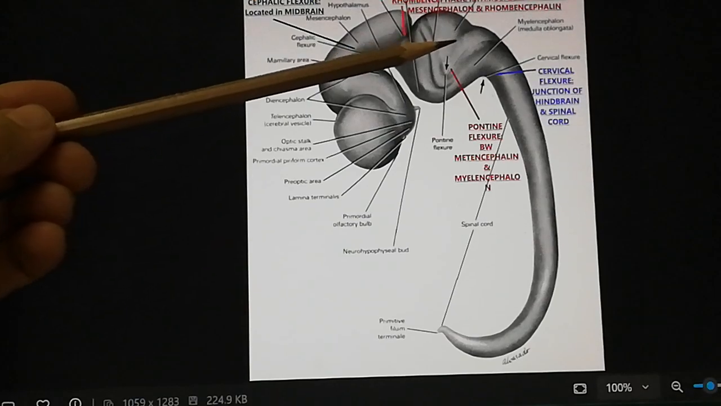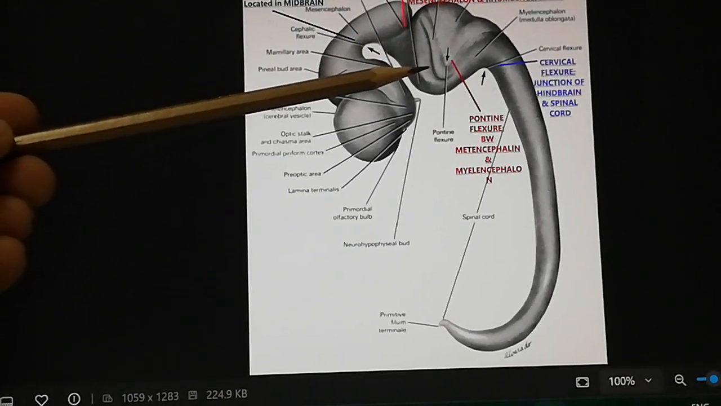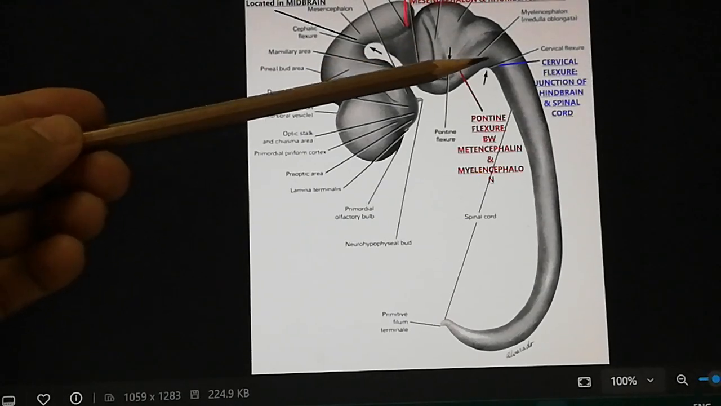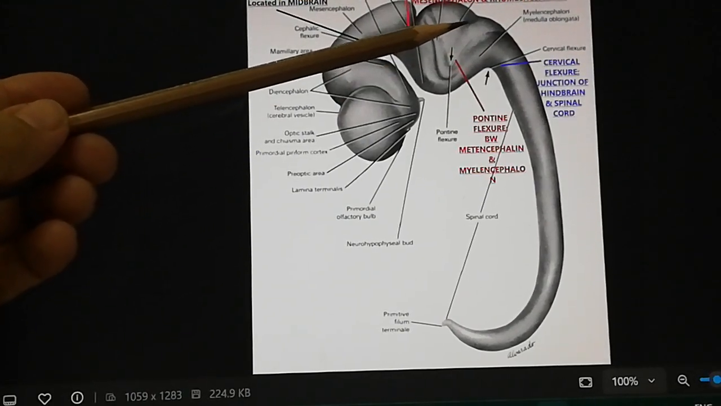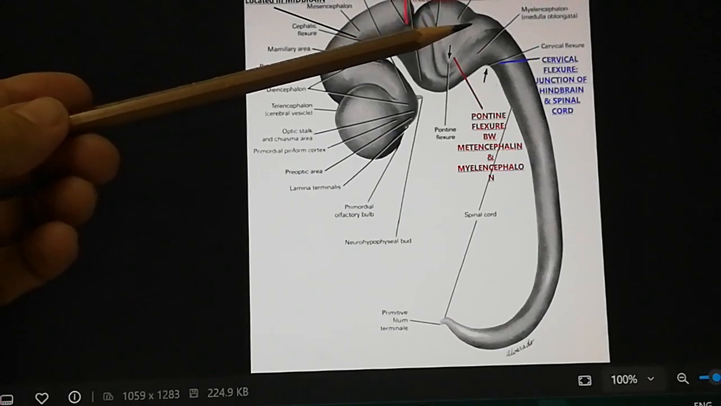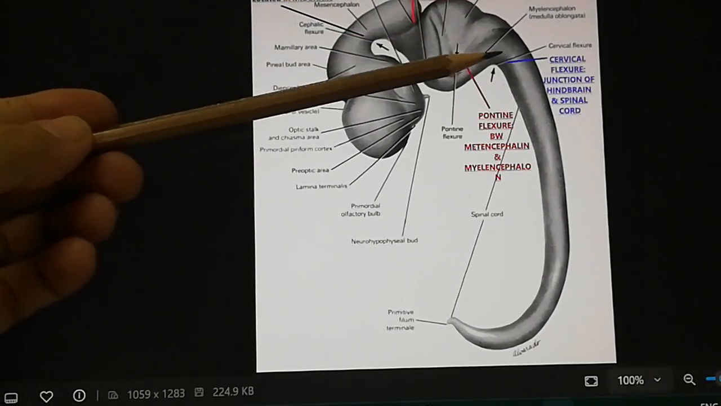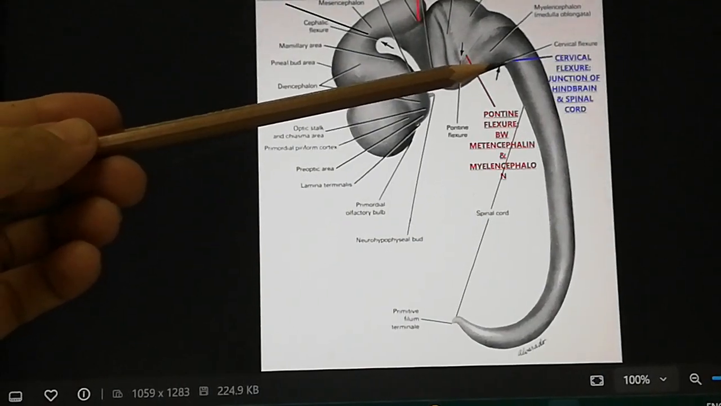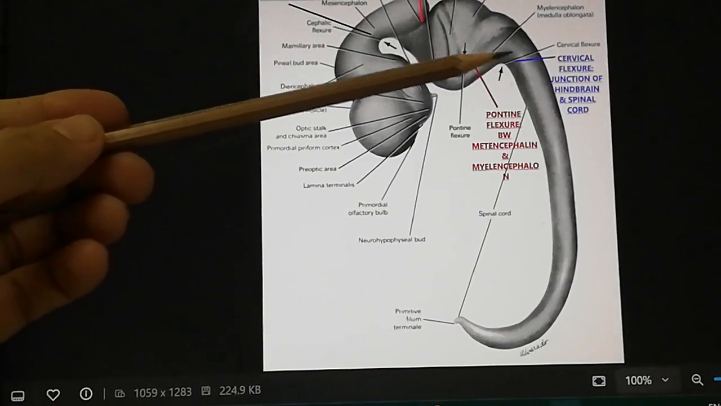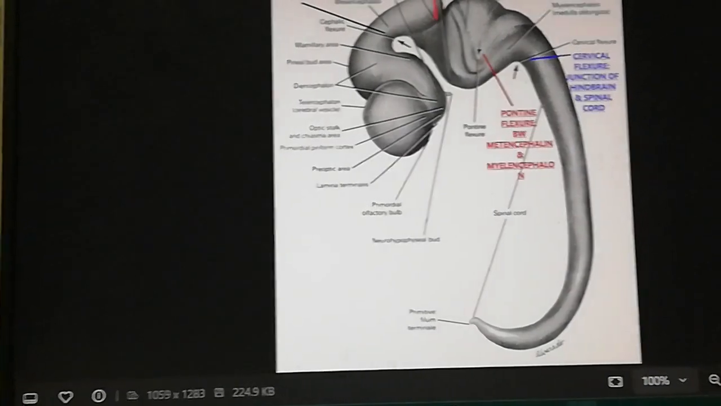That there is the pontine flexure that will divide the metencephalon from the myelencephalon. This pontine flexure will definitely be the first step towards the formation of the fourth ventricle, right? And we see the cervical flexure in between the rhombencephalon and the spinal cord. So let's see what next.